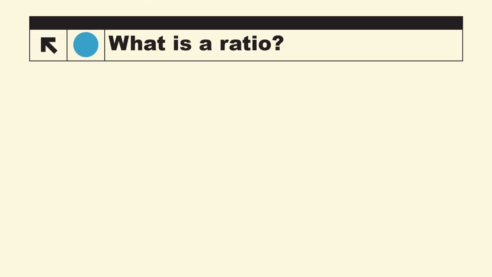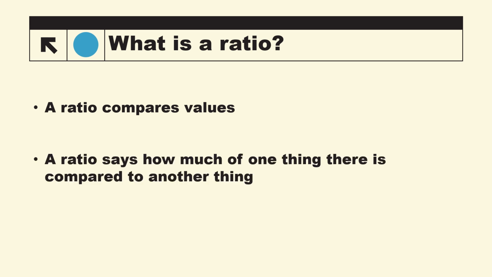So let's start by talking about the definition of a ratio. What is a ratio? A ratio you can think of as a fraction. But there are other ways of thinking of ratios, but a fraction might be one way that you want to visualize this concept in your mind. A ratio compares values. More specifically, a ratio says how much of one thing there is compared to another thing.